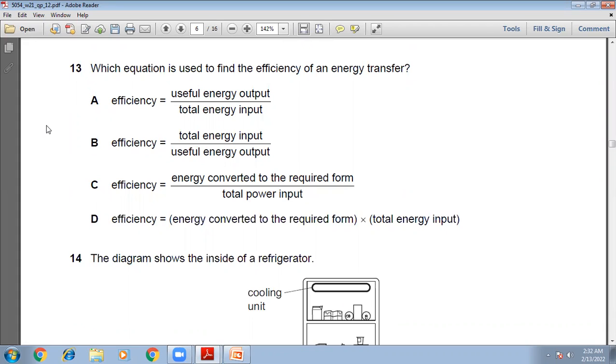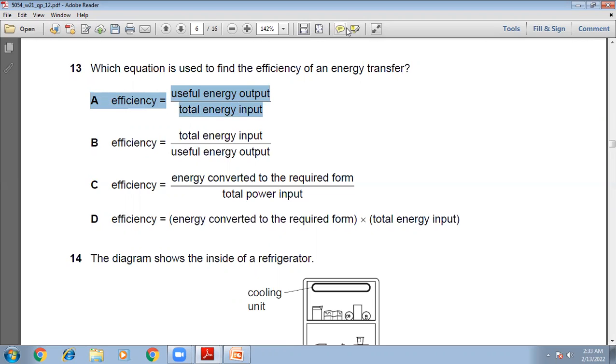Which equation is used to find the efficiency of an energy transfer? The efficiency is useful output energy divided by the total energy input. I think A is the right answer, sir.